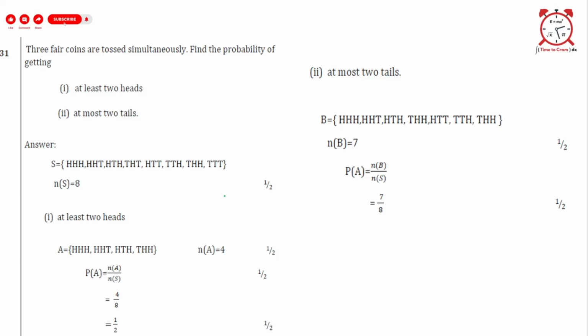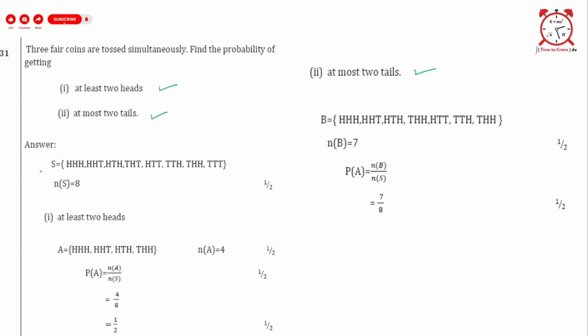So now the next question is: 3 fair coins are tossed simultaneously. Find the probability of getting at least 2 heads, at most 2 tails, and at most one. The question is mentioned 2 times here by mistake. So let us see now.